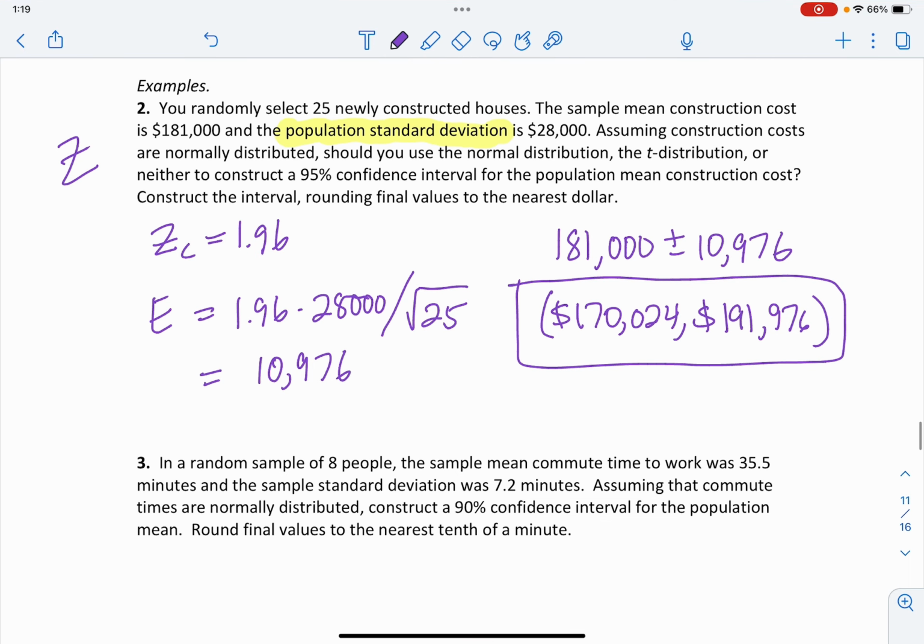Okay, how about number 3? Okay, so again, I'm looking for standard deviation. There it is. Whoops. Erased it. Standard deviation. It's a sample standard deviation. T, automatic. I only have to read the rest of the problem. I just know it's T based off of that.